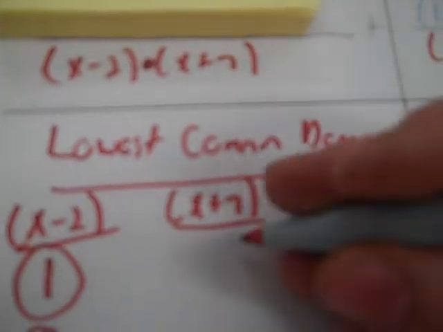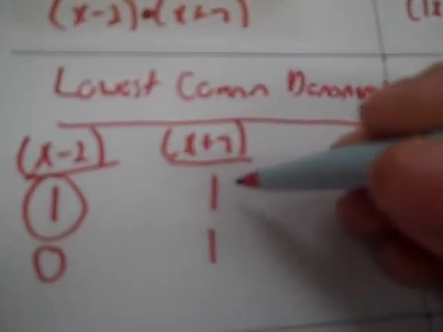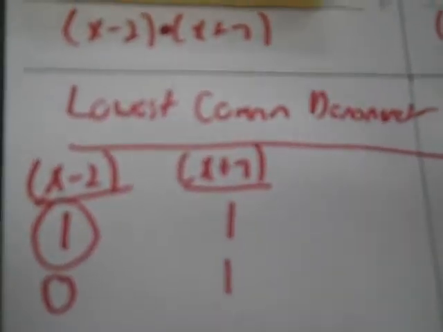Now, how many parentheses of x plus 7 do we have? 1 here and 1 here. Remember, 1x and x mean the same thing. So they already have the same amount, so I'm good to go. I don't need to change that. Now these have the exact same thing in their denominator. So here's what I do. I make a line, and I circle one of the denominators. Doesn't matter which one. We'll go with the second one, and just copy that down. Parentheses 1x plus 7. This is my answer. Okay.